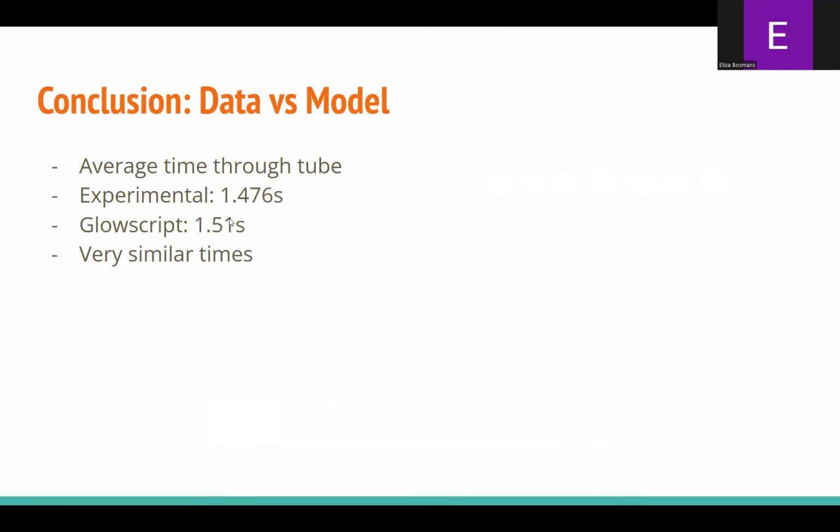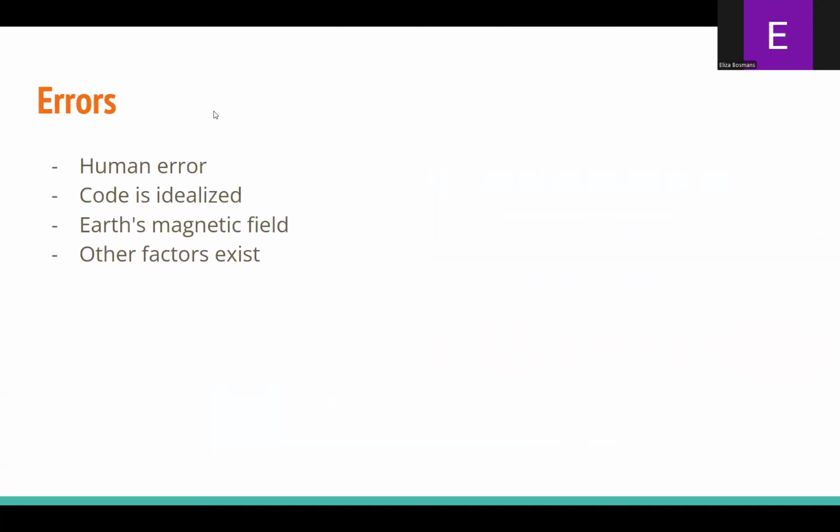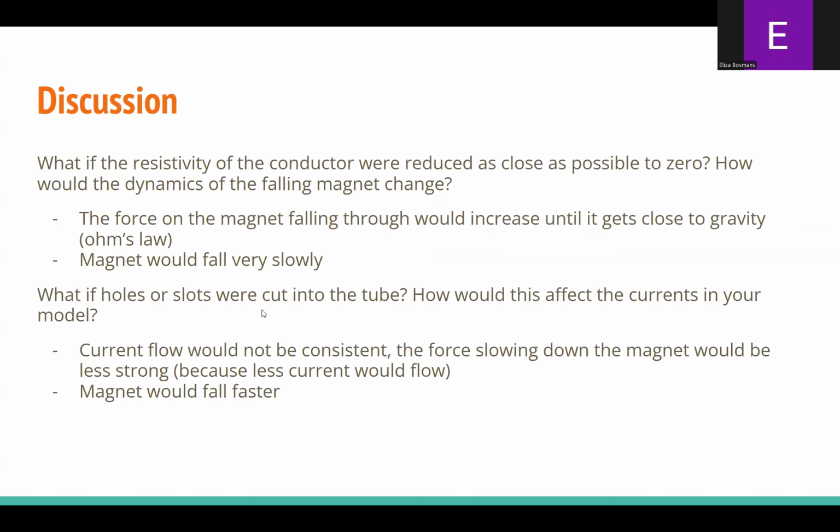Then the conclusion: the average time through the tube in the experiment was 1.476 seconds, averaged across 5 trials, and the code script gave 1.51 seconds, which is very similar, but the experimental time was less. Errors: human error, such as not starting the stopwatch at the right time, and dropping the magnet from inconsistent distances, so the time is different. You're not holding the tube perfectly straight, so it hits the walls, and that maybe causes a time delay. The code is idealized. Earth's magnetic field: we're not at an exact point in the magnetic field, so if you conducted this in a different location, it might change. Then there are other factors affecting the magnet falling.